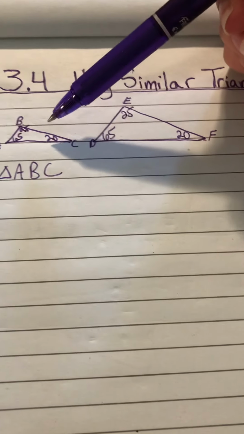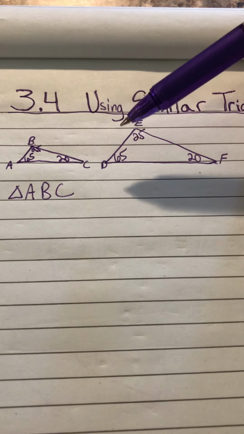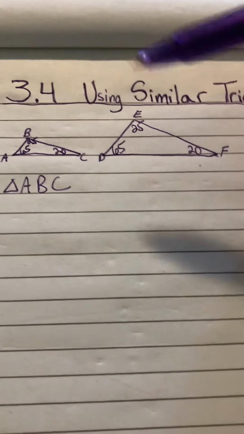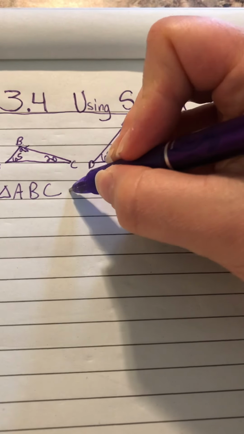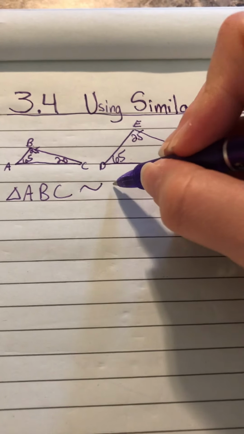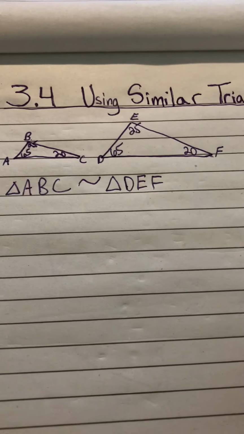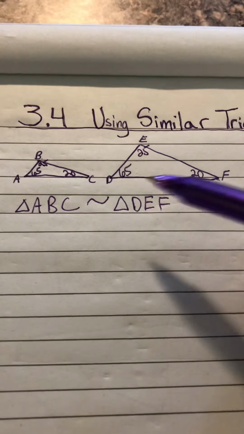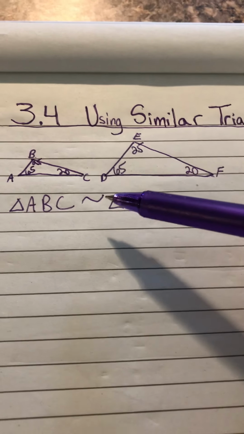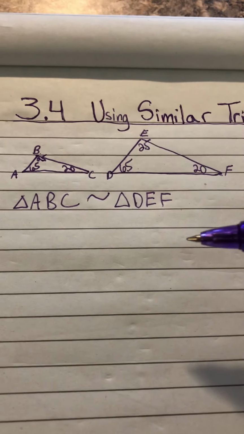So if we get a case like this, where the triangles are the same shape, not necessarily the same size, but the same shape, and all of their angles are equal, then we're going to say that triangle ABC is similar, and that's the symbol for similar, to triangle DEF. Okay, so that's what makes triangles similar. Again, they don't have to be the same size, but they do have to be the same shape, and their angles need to be congruent.